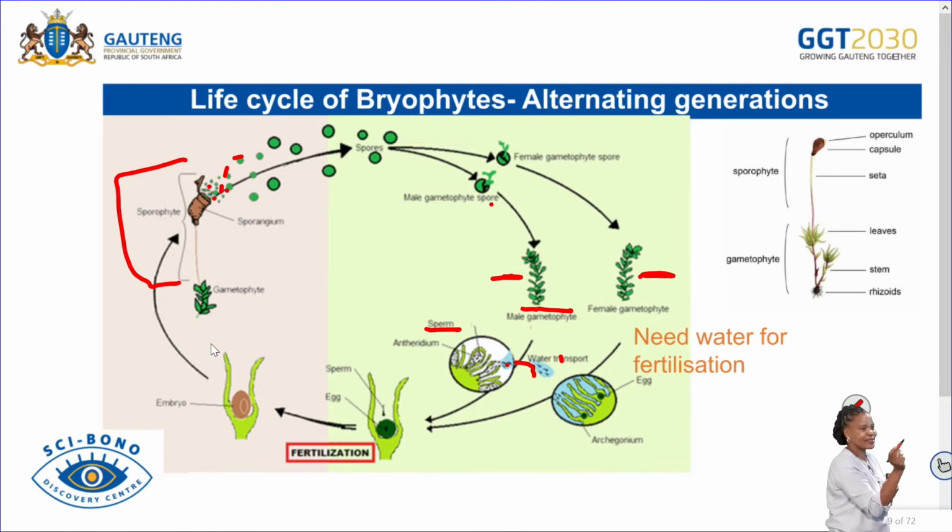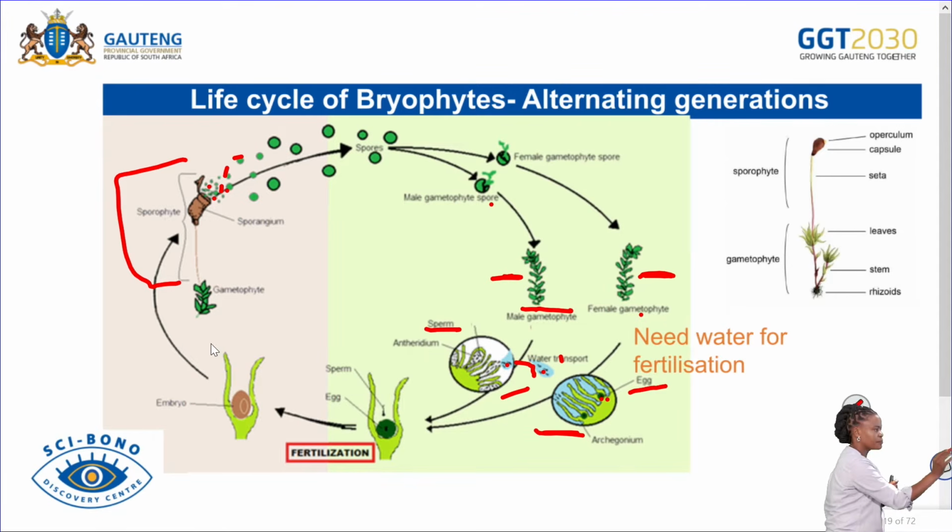Remember, I just said that water is essential for what? For fertilization in bryophytes. So the water will enable the sperm cells to do what? To swim. Where are they swimming to? They are swimming now into the female gametophyte. What is inside the female gametophyte? There's an egg cell, or an ovum. So there will be fusion of these sperm cells and that egg cell.